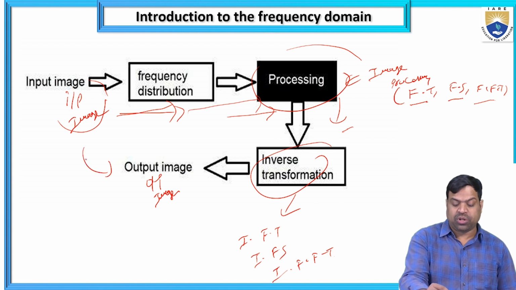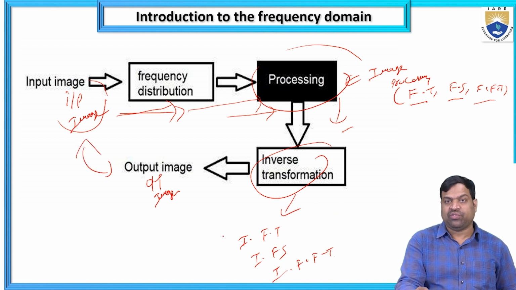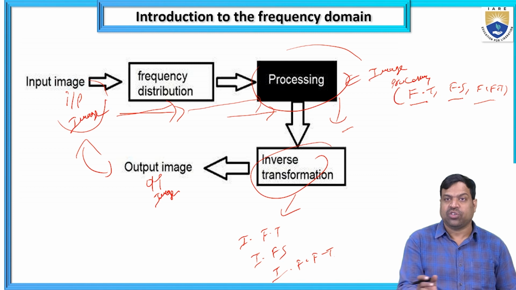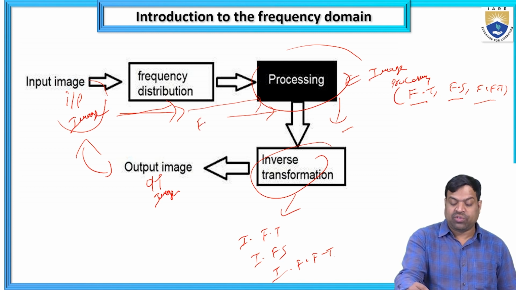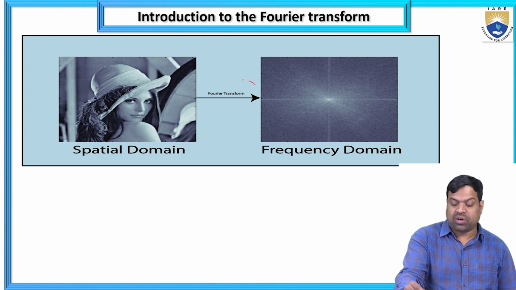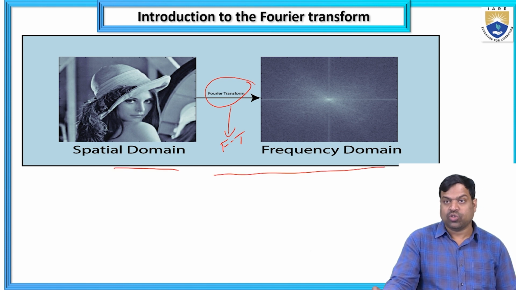So here input and output are the same kind of image, but the difference is that the input image is converted from the time domain into the frequency domain. Then again the frequency domain is converted back to the time domain. So already we know that here I am using Fourier series, and here I am taking Fourier transform. Here is one example: the input is in the spatial domain, and the output is in the frequency domain. For the process we are applying the Fourier transform, spatial domain into the frequency domain.